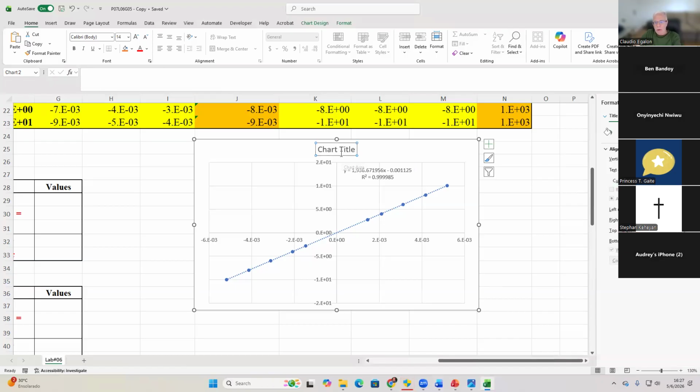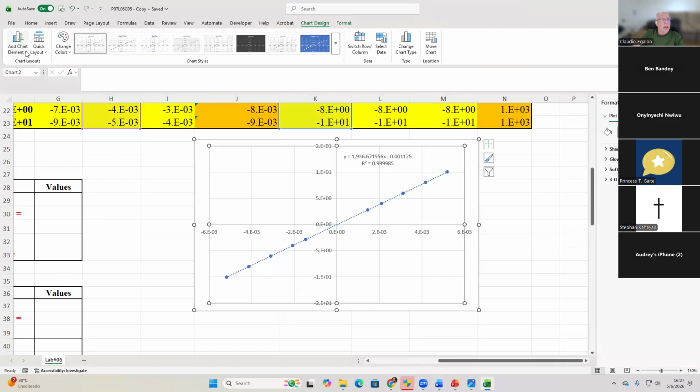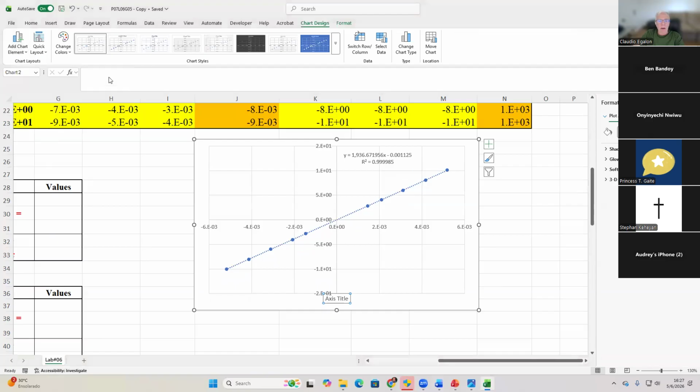Don't forget, of course, I have been seeing, don't forget to label the axis. Here you go. Chart design, add chart element, axis title, primary horizontal, primary vertical. I prefer you put it right here. Primary horizontal is going to be I1. And then you put the unit between parentheses. I1 should be subscripted.